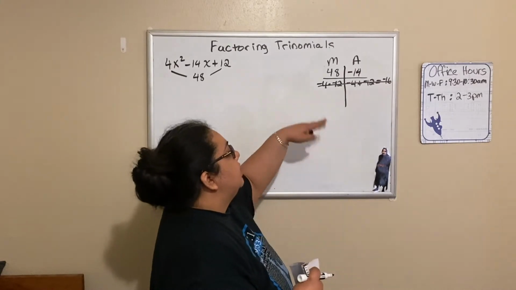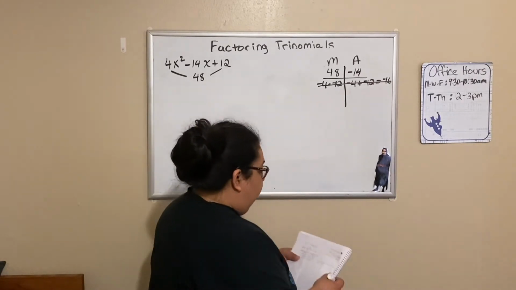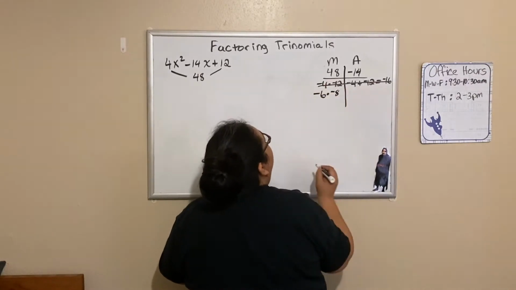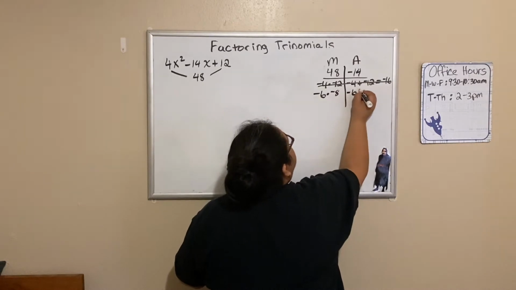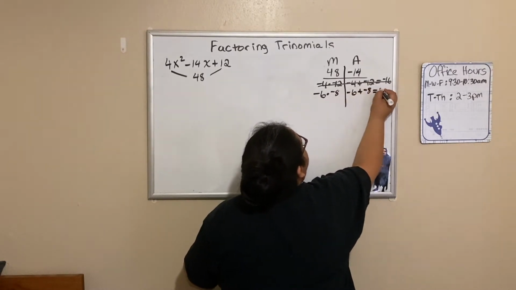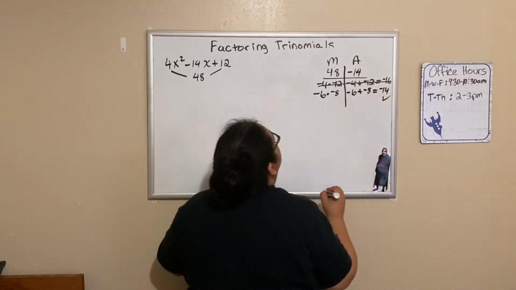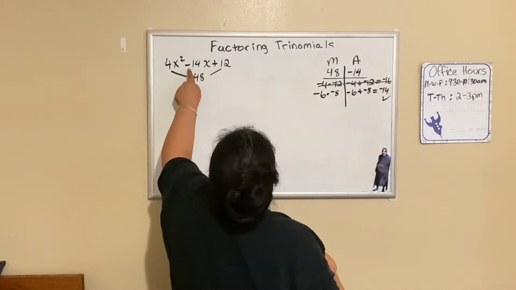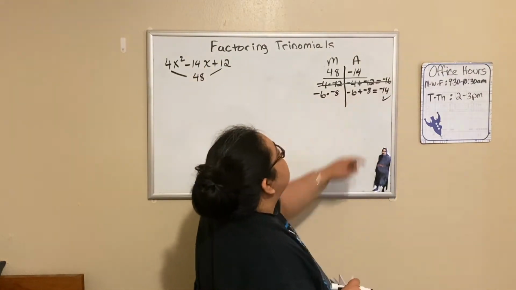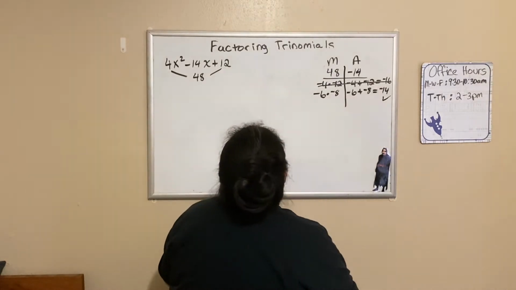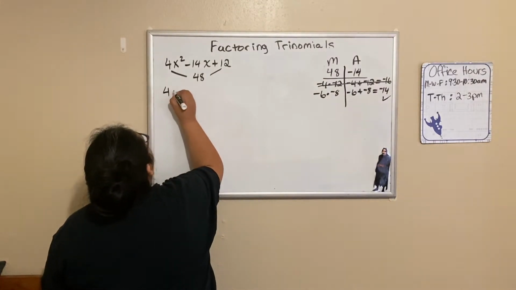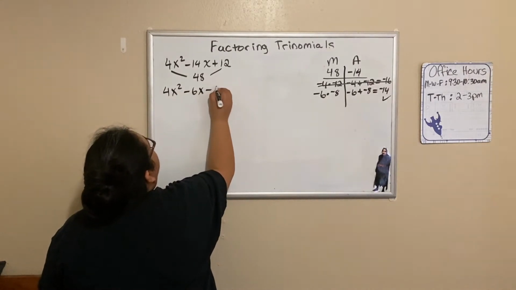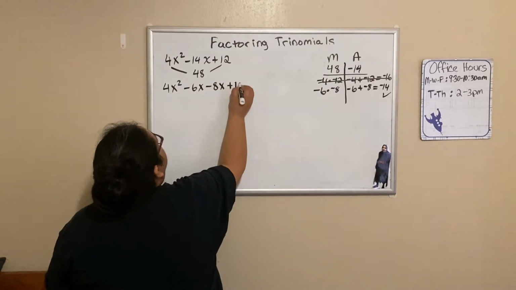So as you continue checking your numbers, eventually you're going to find that negative 6 times negative 8 is going to give you positive 48, but negative 6 plus negative 8 gives you negative 14, which is what we're looking for. Now that means we're going to rewrite this polynomial and we're going to separate negative 14x as negative 6x plus negative 8x. So we're going to say 4x squared minus 6x minus 8x plus 12.